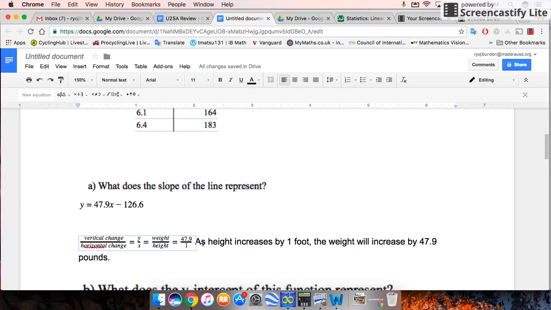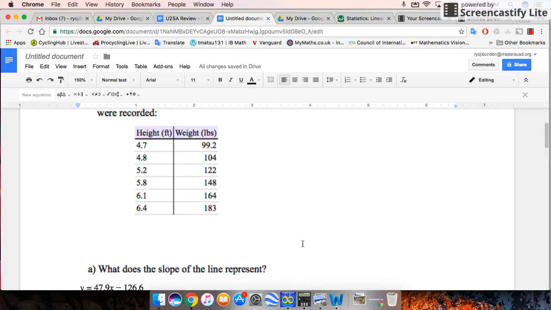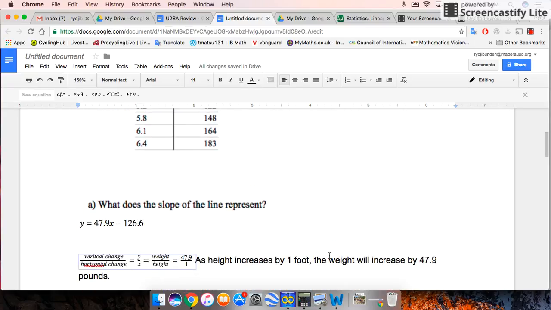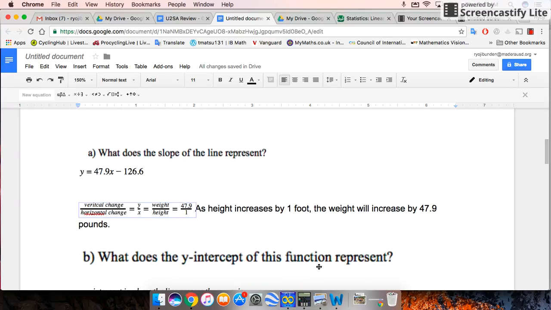So that means that since the height is 1 unit, as the height increases by 1 foot, because we're in a measurement of feet, the weight will increase. Since the weight is 47.9, the weight will increase by 47.9 pounds. So again, as the height increases by 1 foot, the weight will increase by 47.9 pounds. Okay, second part. What does the y-intercept of this function represent?